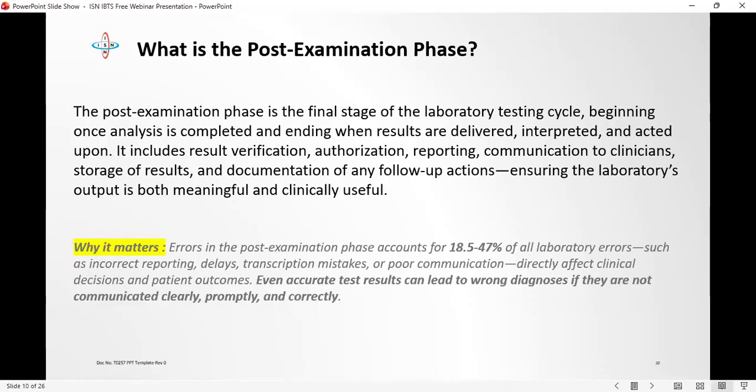Okay, your results should come promptly. That's where turnaround time comes in. And I bet you when you put good laboratory practice into place, it will definitely reduce your turnaround time. So those results must come promptly and they must also be correct.